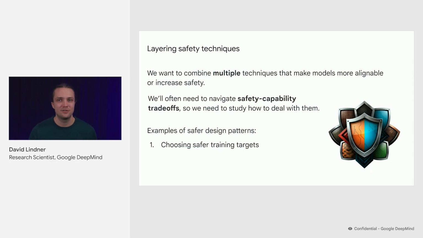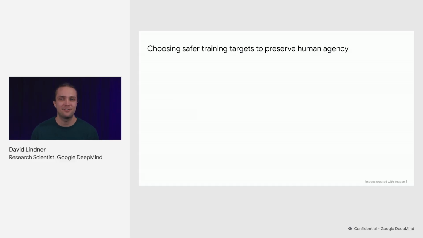I will talk about 3 examples of methods that we're studying and that can help us build safer AI systems: choosing safer training targets, myopic training and modularity, and adding interpretable bottlenecks. We will see that each of these also comes with capability trade-offs. First, let's talk about safer training targets.